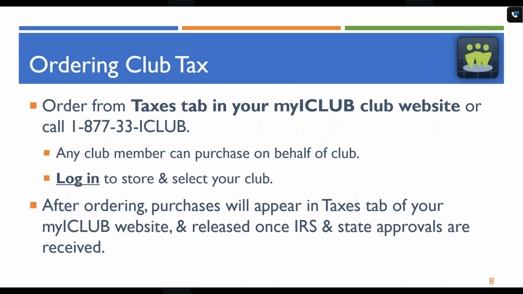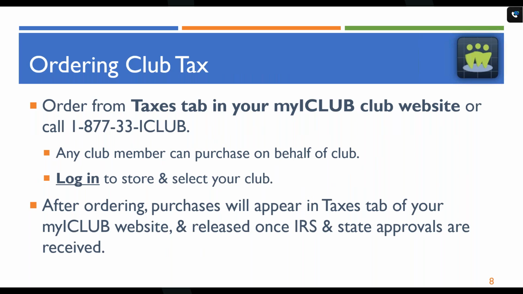As of the 15th of January, the IRS was accepting partnership returns. You can order Club Tax directly from the My iClub website. You can call us online. If you order from the taxes tab, that will ensure that the correct club record is attached to your club tax purchase, so we always like to suggest that. You will need to log in so that we can help you with the right version of club tax that is best suited for your club.